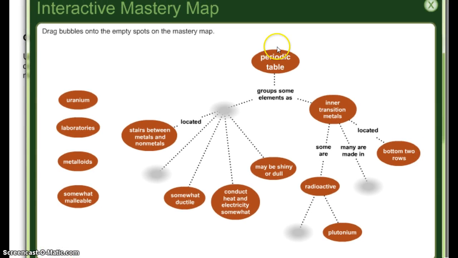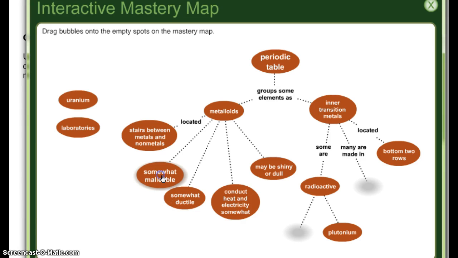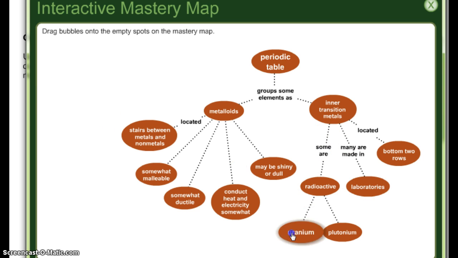So, organize key concepts. In the periodic table, some groups of elements are intertransitions, others are what? Metalloids. They're located in the stairs between metals and nonmetals. They are somewhat ductile. And what's another one of their properties? Somewhat malleable. Intertransition metals, many are made in where? Laboratories. Some are radioactive, such as plutonium and uranium.